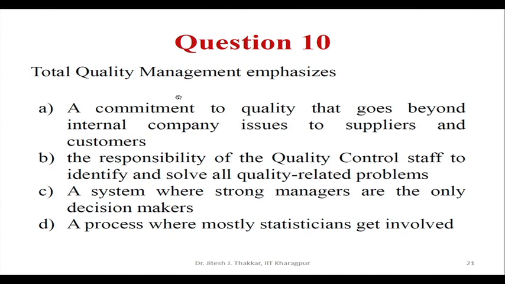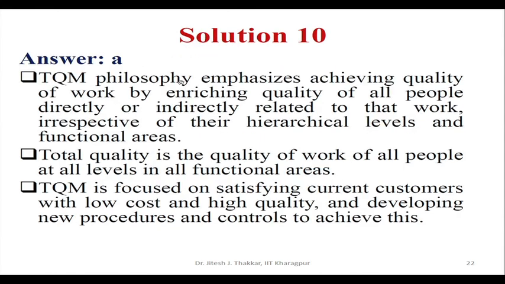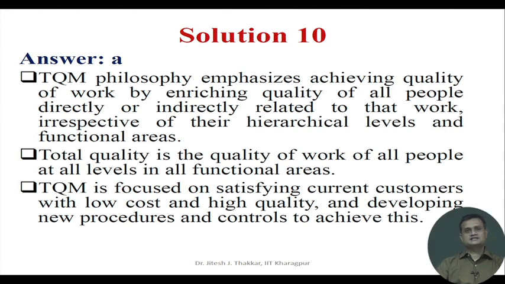Question 10. TQM emphasizes A. a commitment to quality that goes beyond internal company issues to suppliers and our customers. B. The responsibility of the quality control staff to identify and solve all quality related problems. C. A system where strong managers are the only decision makers, and D. A process where mostly statisticians get involved. So we can see that the correct answer is A. Basically, the TQM philosophy emphasizes achieving quality of work by enriching the quality of all people directly or indirectly related to that work.